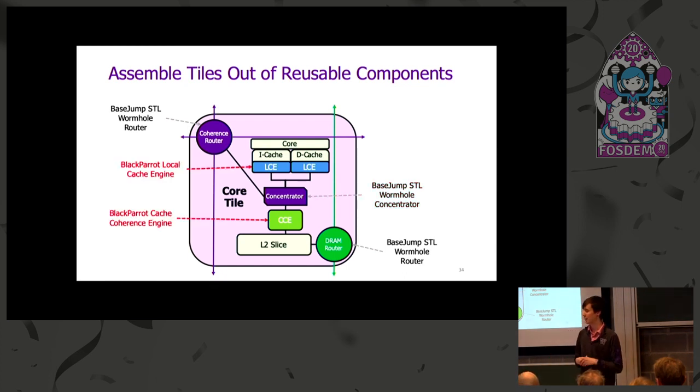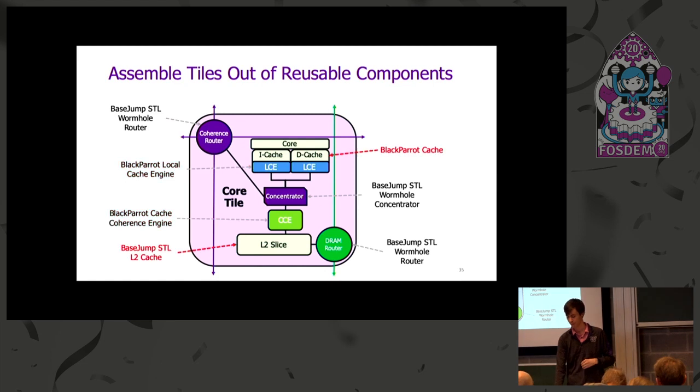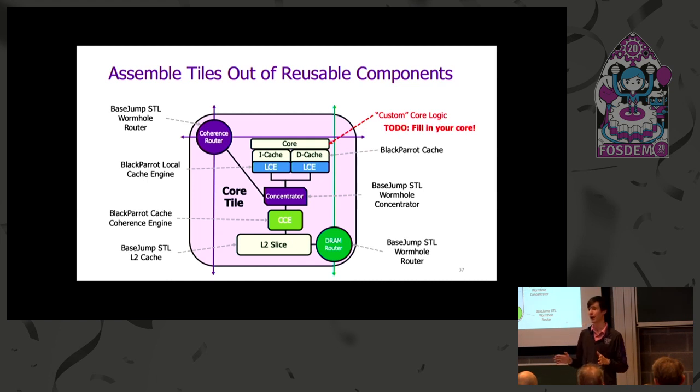There's a CCE, which manages directory tags and the coherence information for a slice of memory in the system. So all the cores are able to request data from this one CCE, which serializes all the protocols. There are also BlackParrot's deeply integrated L1 caches and distributed L2 cache, which provide fast, performant on-tile memory. And last is the actual BlackParrot core logic, and this is the only custom logic in the tile. Everything else here is reused with other components. In fact, anyone who has their own RISC-V software, please come talk to me after this. We'd love to integrate more cores into the BlackParrot family.